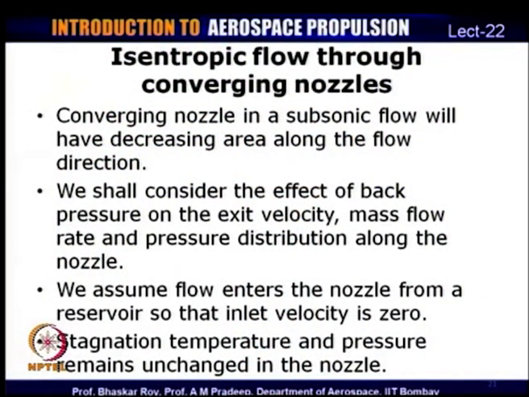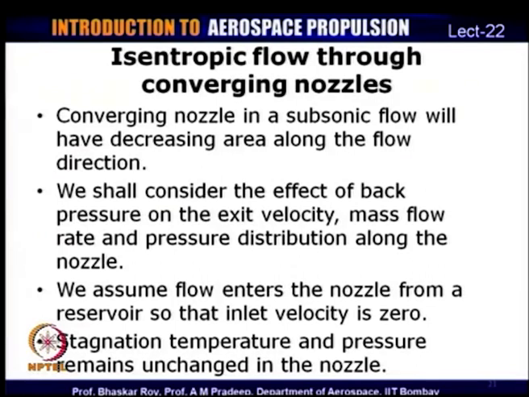Now, what we will do next is to analyze isentropic flow through nozzles, and we will take two different types of nozzles, a converging nozzle and a converging diverging nozzle. So, a converging nozzle in a subsonic flow will have a decreasing area, as we have seen. So, let us look at what happens if you keep the area fixed and decrease the exit pressure, that is known as the back pressure, and how it affects the flow parameters.